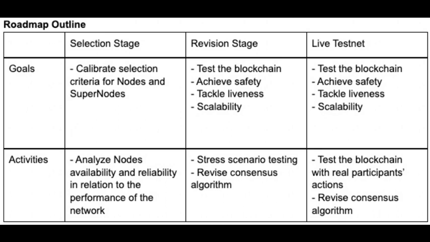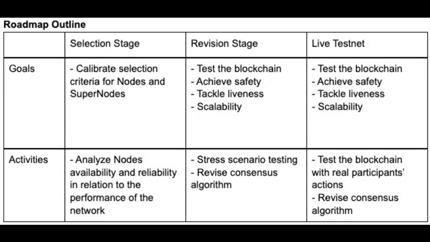While our hope is to include as many pioneers as possible when defining the node requirements, the availability and reliability of individual nodes in the network affect the safety and liveness of the network. Hence, we need to balance the 2 aspects above by testing in the selection stage and properly define the thresholds for nodes and supernodes.